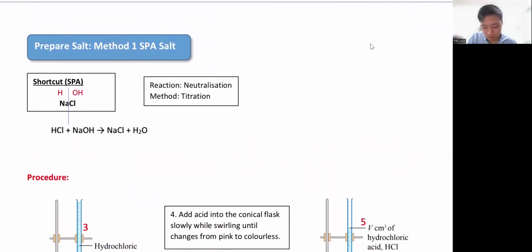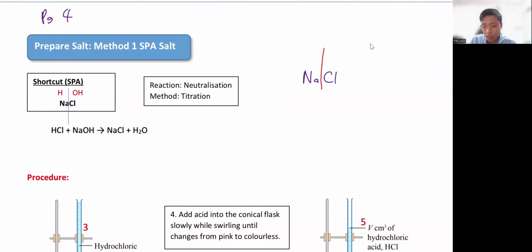Look at page 4. Now, this is a shortcut by the way. Now I teach you how to see the shortcut. So first of all, let's say you want to prepare NaCl. NaCl, because Na is a SPA salt, but they are also soluble. So if you want to prepare, very simple, you use a neutralization reaction. Neutralization reaction is between an acid and an alkali.